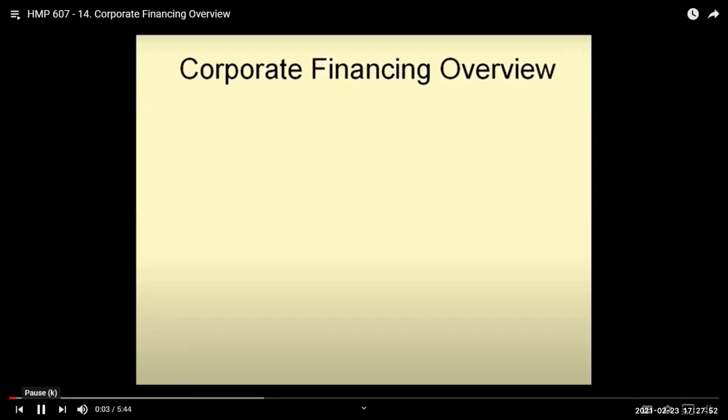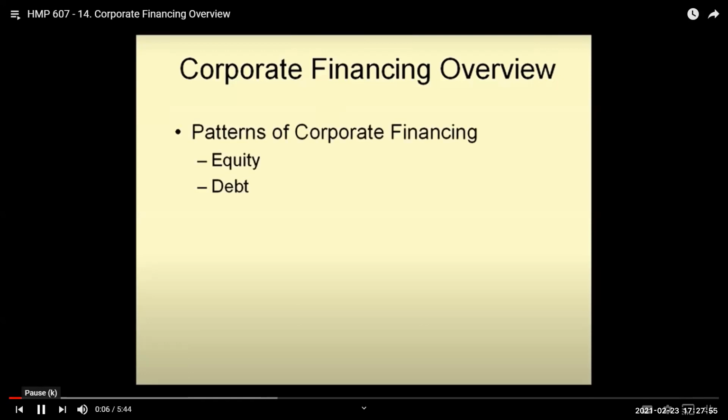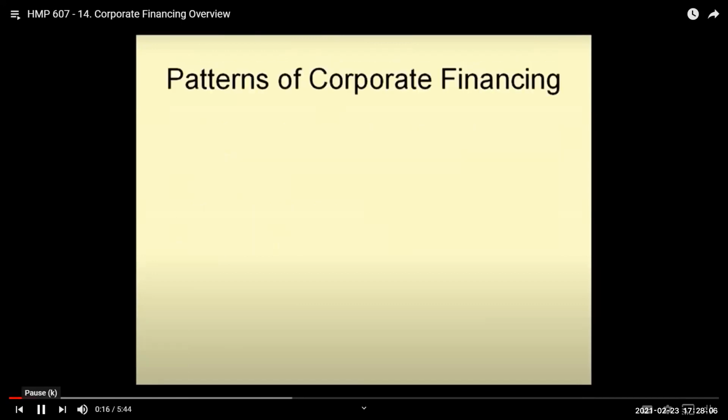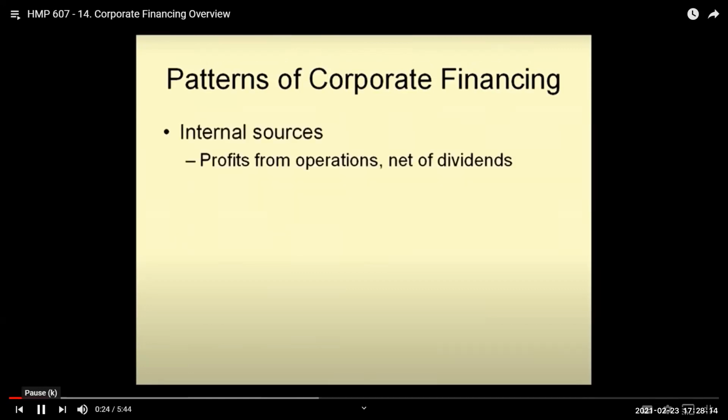Overview of corporate financing. We cover patterns of corporate financing in terms of equity and debt, financial markets, and financial institutions. Corporate financing comes from both internal and external sources. Internal sources consist of profits from operations net of dividends. Retained earnings are measured as profits minus dividends paid. And retained earnings are the principal internal source of corporate financing.